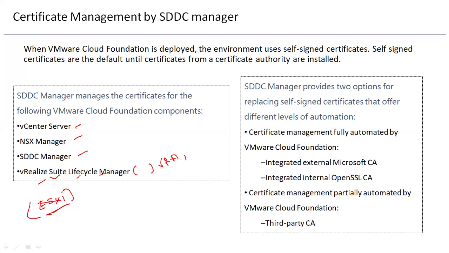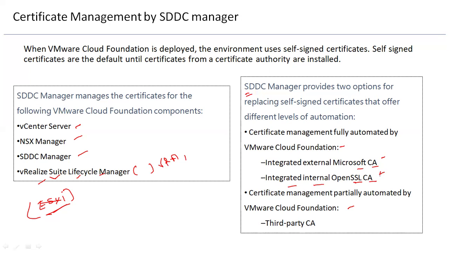When we talk about the certificate integration part, which certificate authorities we can integrate with the SDDC Manager: with VCF or SDDC Manager, we can integrate the external Microsoft certificate authority, or its own internal SSL CA, which we refer to as OpenSSL. That's the inbuilt CA in your SDDC Manager. Also, yes, we can request the certificate from a third party CA, whereas getting the certificate from an integrated Microsoft CA or OpenSSL is a fully automated process.